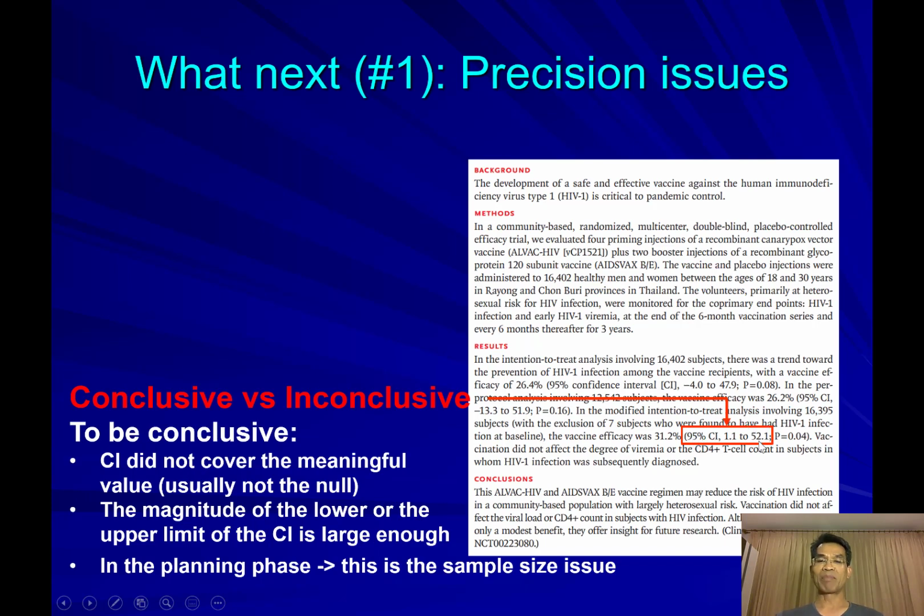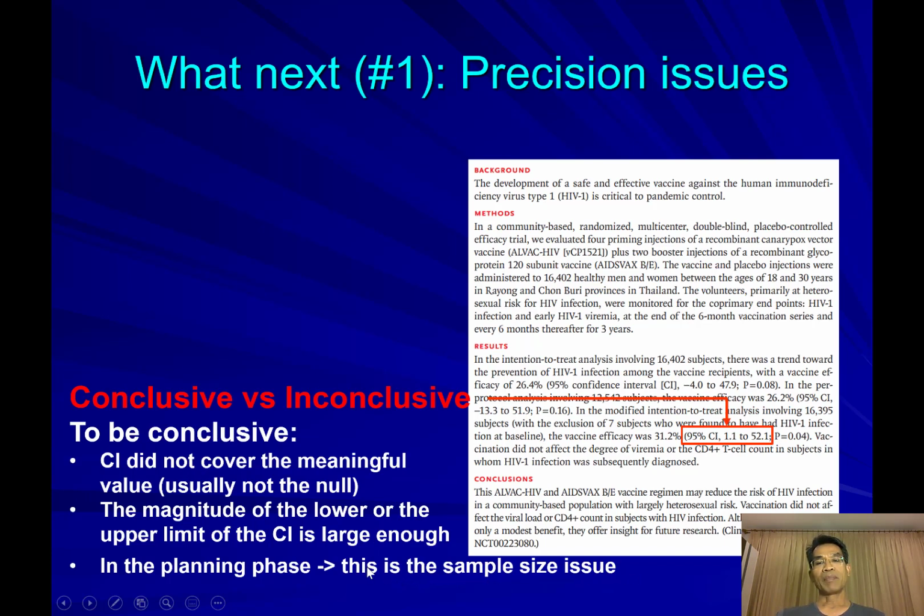So that's the first one. If 10% is included in the interval, that means inconclusive, for example. The magnitude of the lower or the upper limit of the CI is large enough. Why lower or upper? It depends on the magnitude of effect.